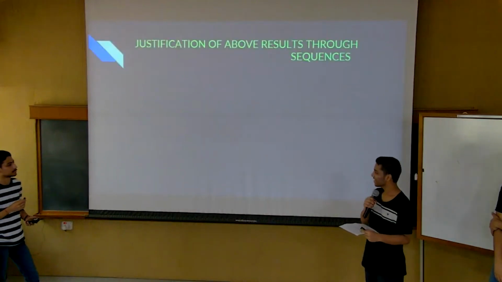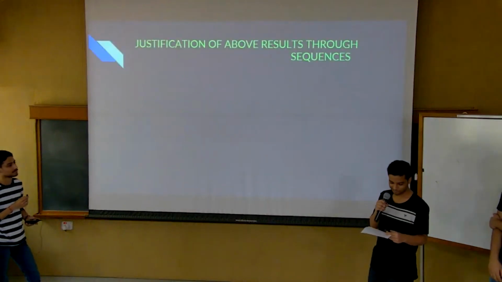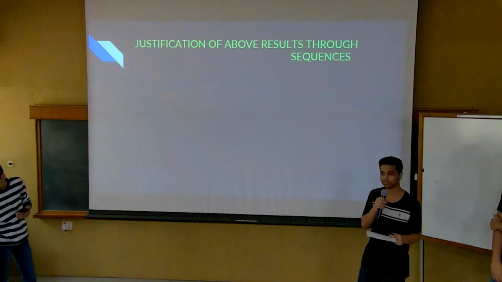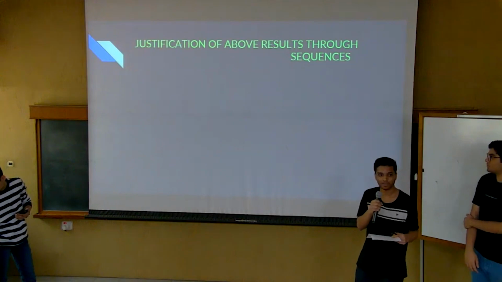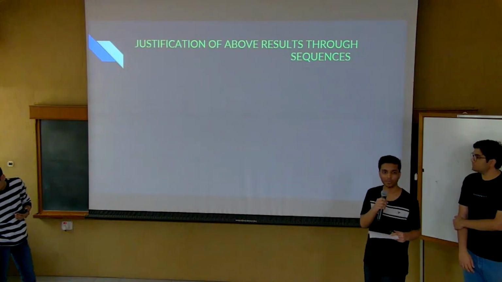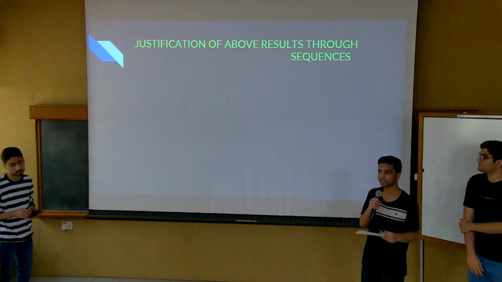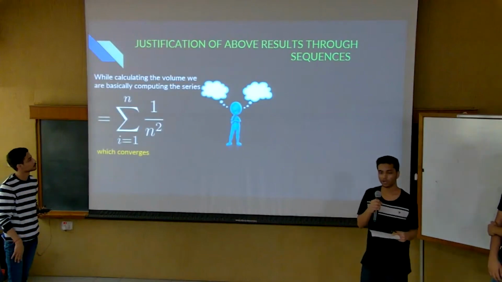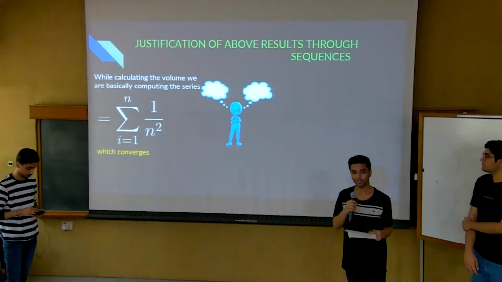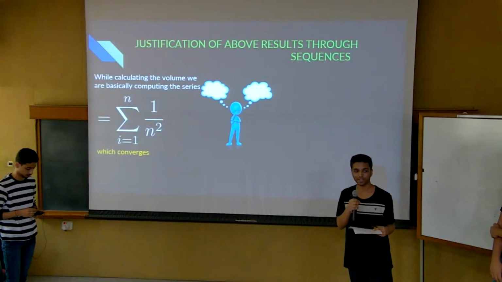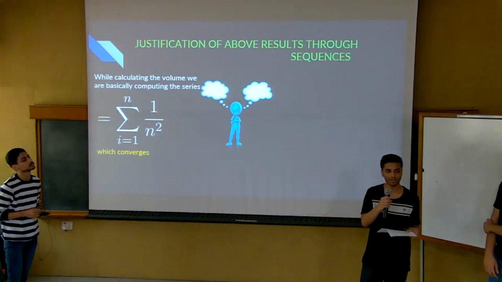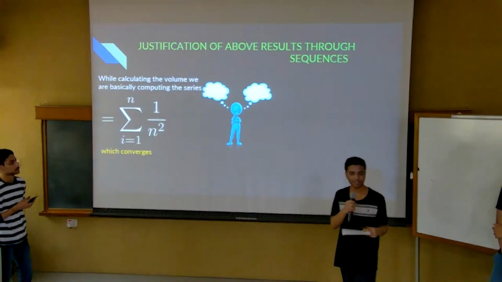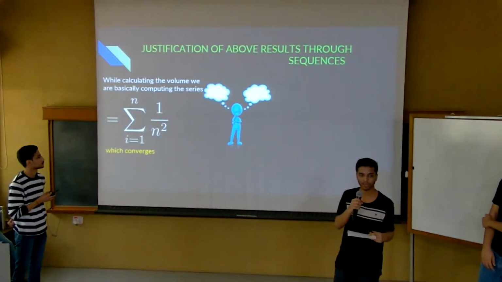It might seem quite fishy for the area to be infinite but the volume to be finite, because it's seldom that we see such a case. So now let me try to back these results up with the concept of series. While calculating the volume, it is evident that the volume of one cylinder is proportional to r squared. R here is 1 by x. So while integrating, we are basically summing up a series of 1 by n squared, and we know that this series converges. Hence, it is not that unusual for volume to be finite.